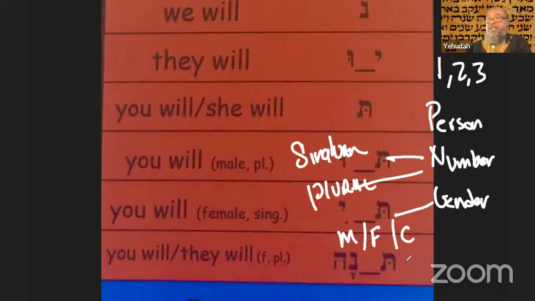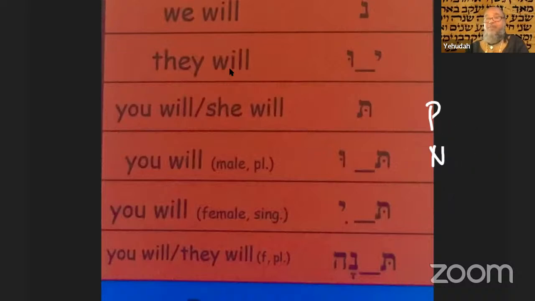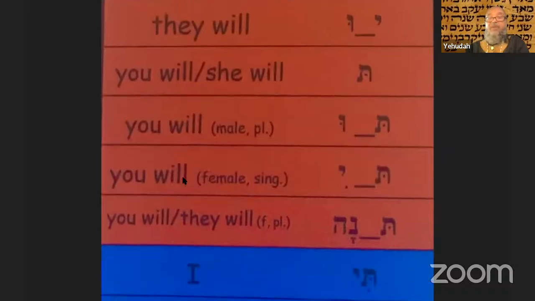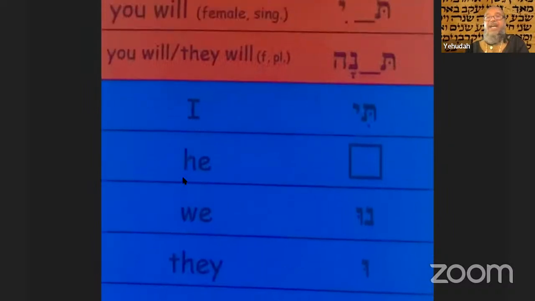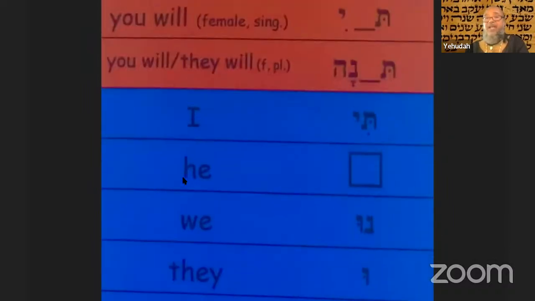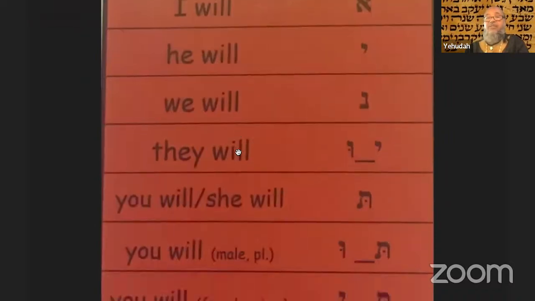So I got first person, second person, third person. I got singular and plural. I got male or female or common. That's it. So I should be able to look at a word and tell which one it is based on these additions that they add on to the root. That's why they give you vocabulary and all this, because you're just supposed to know these things. You add these to the end. Now we got I here, but this ain't I will, like you got up in the red. So that's future tense. So what is the blue here?